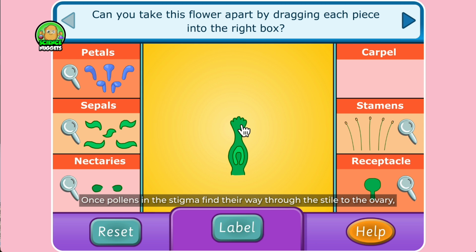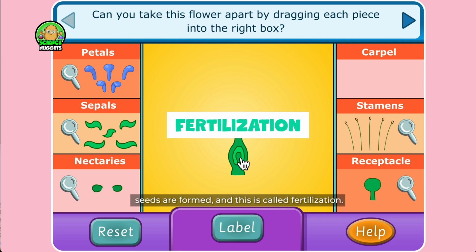Once pollens in the stigma find their way through the style to the ovary, they meet the ovules. When the pollens meet with the ovules, or when male cells meet female cells inside the ovary, seeds are formed, and this is called fertilisation.